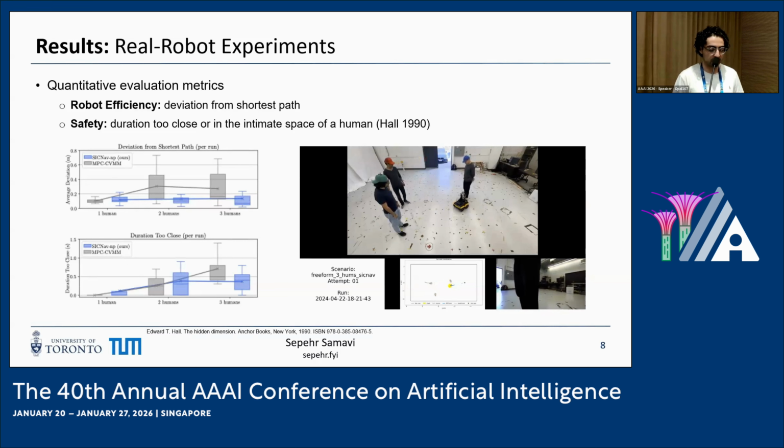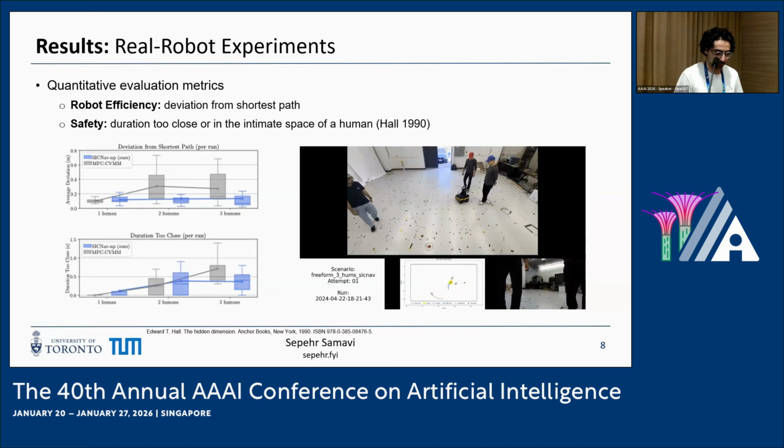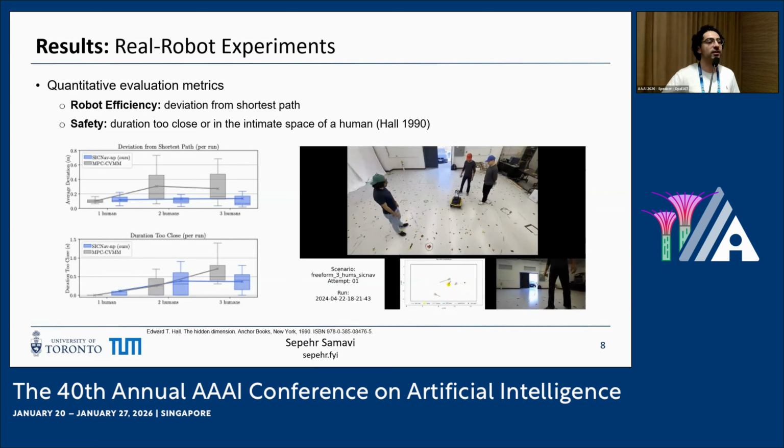For example, in this video, humans break the assumption that they're following ORCA and instead behave adversarially with respect to the robot. But because of the receding horizon nature of our approach, because we're replanning at 10 or 20 hertz, the method is able to still get around them. And you'll see that happen in just a second. There we go.